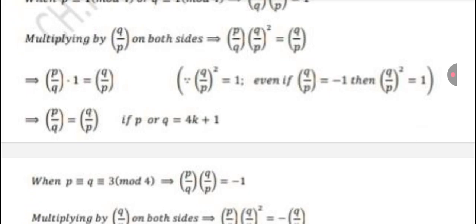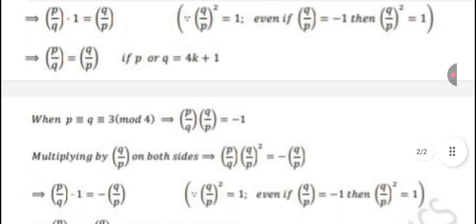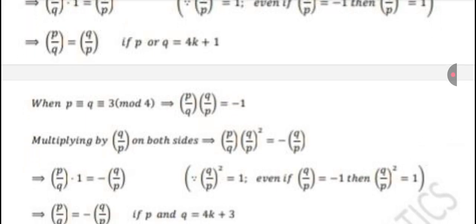In the second case, suppose p is congruent to q congruent to 3 mod 4. This implies the product (p/q) times (q/p) is equal to minus 1. Multiplying both sides with (q/p), we have (p/q) times (q/p) whole squared equal to minus (q/p). And because (q/p) whole squared, just now we have seen, is equal to 1, because even if (q/p) is equal to minus 1, (q/p) whole squared becomes minus 1 squared, which is equal to 1. Therefore we have (p/q) times 1 equal to minus (q/p).